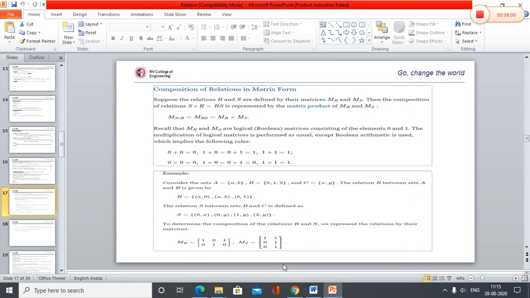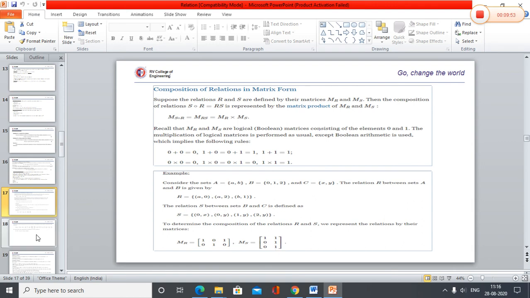Now if I have to find the composition, I have to find the matrix multiplication MR into MS. Whatever relation is given, if I write the corresponding matrix for that, it is a Boolean matrix. Boolean means if the ordered pair is present, I put 1; if not present, I put 0. So here the matrix operation, how will it be? You have to remember: 0 plus 0 is 0, 1 plus 0 or 0 plus 1 is 1, and 1 plus 1 is 1 only. 0 into 0 is 0, 1 into 0 and 0 into 1 both are 0, and 1 into 1 is equal to 1. This operation you have to remember, and the same you can apply here.